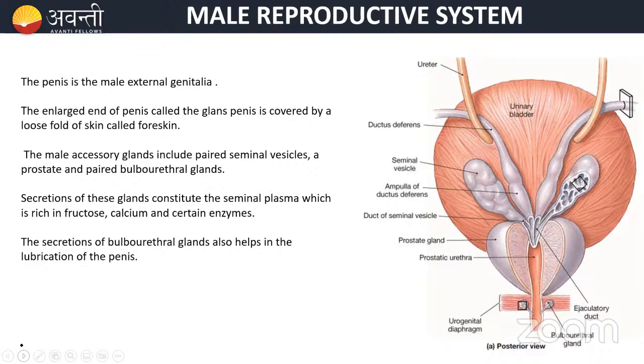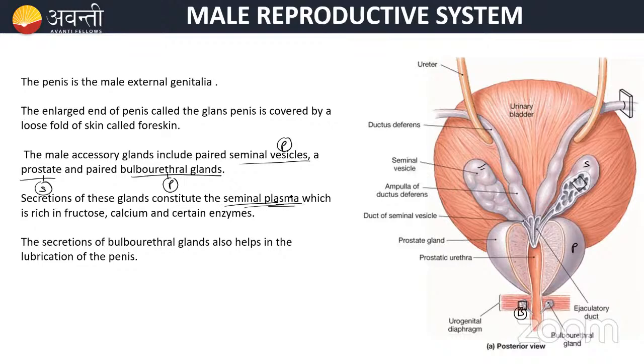There are three accessory glands present: the seminal vesicle, the prostate gland, and the paired bulbourethral gland. Remember, the seminal vesicle is in pair, prostate gland is single, and bulbourethral gland is also present in pair. Remember, this is important. This is the seminal vesicle gland, this is the prostate gland, and these are the bulbourethral gland. And all these glands perform a very important function in contributing the seminal plasma.